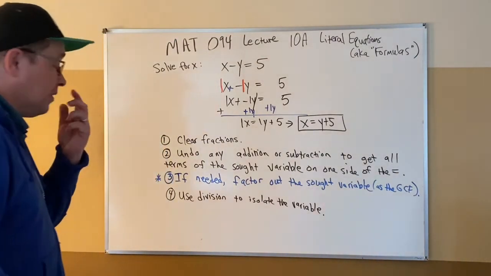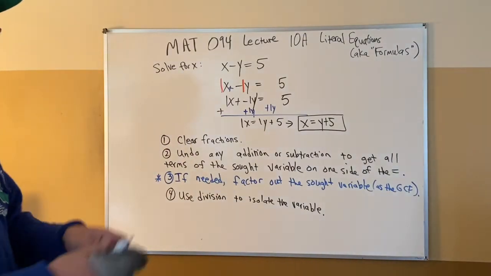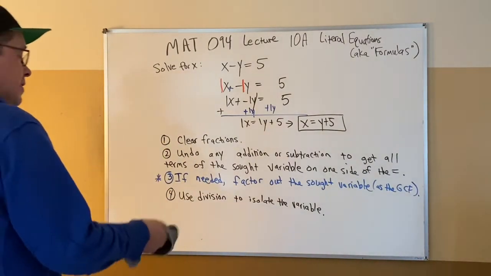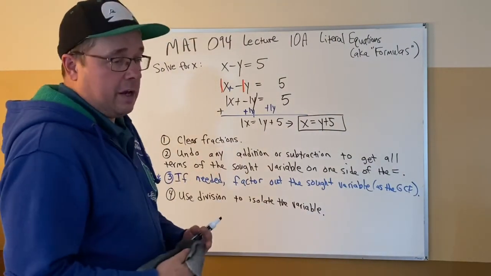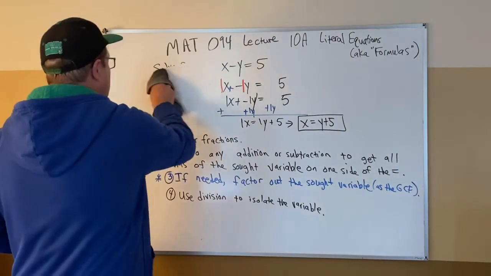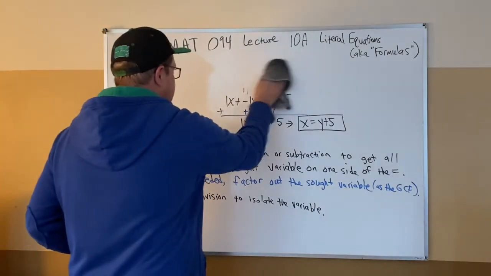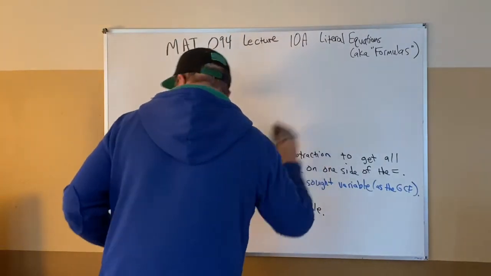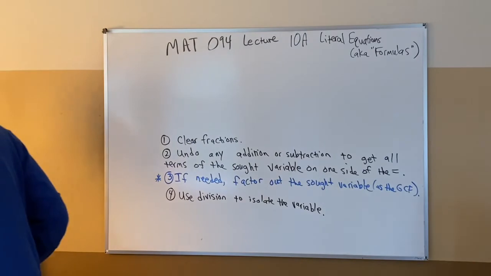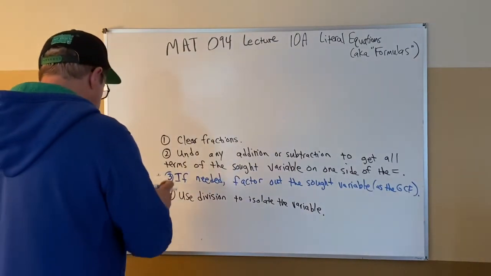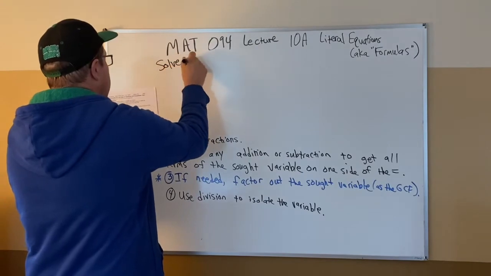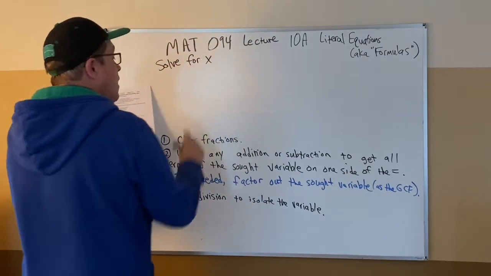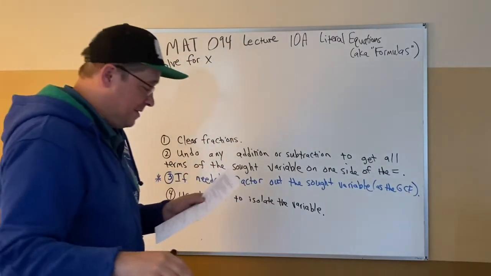Now I want to get one that's a little bit crazier looking, but follows the same rules. And then I want to get to the most important kind of isolation that you will deal with in this course over and over again as we go into further work on graphing lines and things like that. We're going to solve for x again. The one we just did had 2 variables. Get ready.